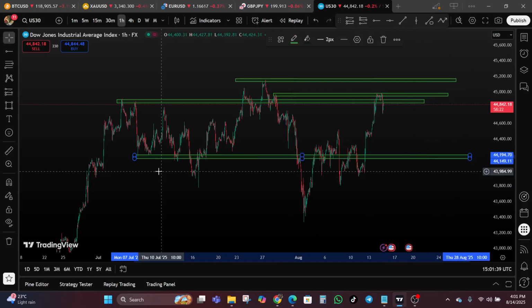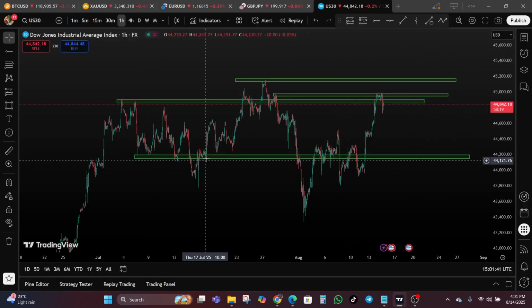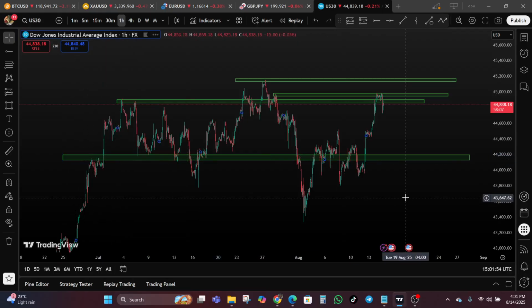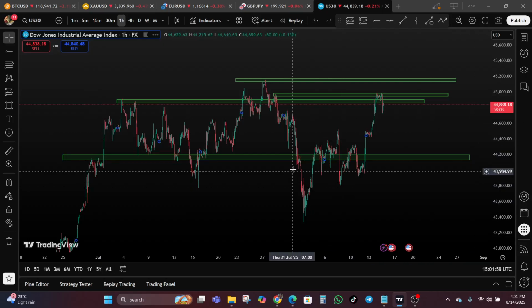Going to our support zones, we have something important around here. You can see how price got rejected here, here, and even at this point when it turned into a resistance, it got rejected. And if we take this backward, you can see price got rejected here. So basically on your higher time frame, which in this case could be our 1 hour time frame or even 15-minute time frame, you mark your important zones.